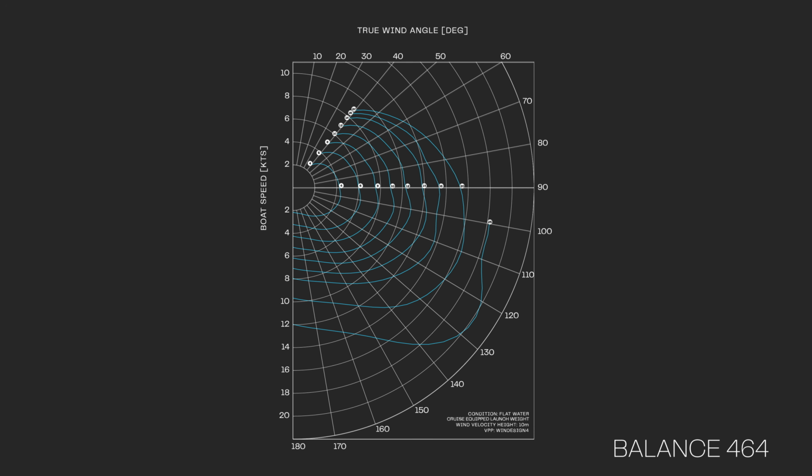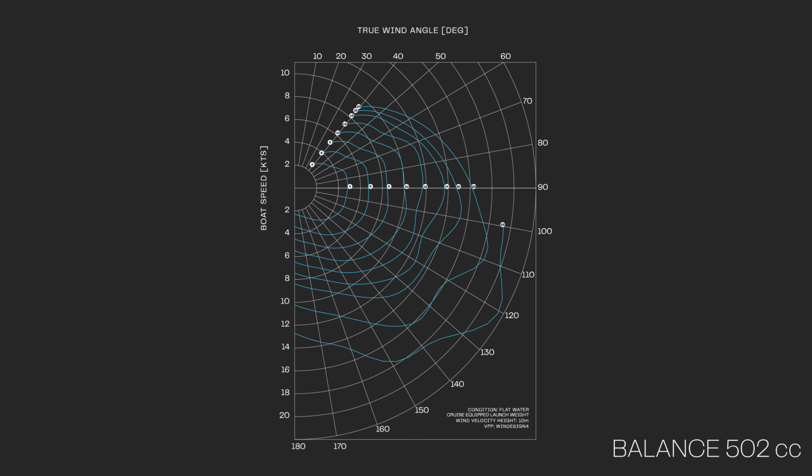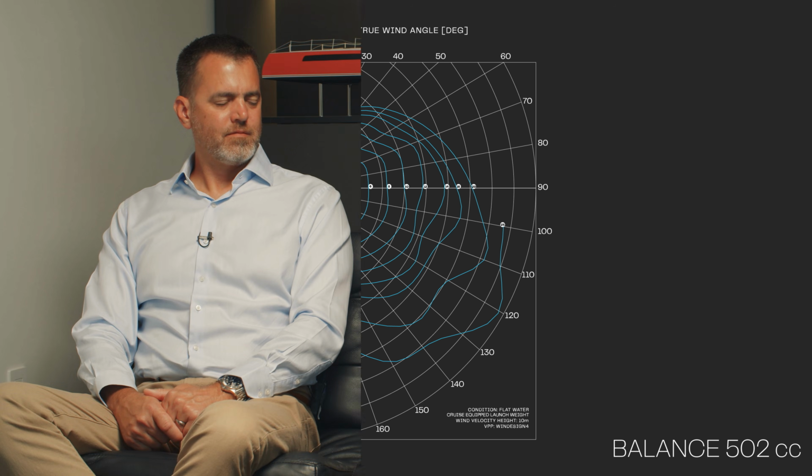So I think, as he said, there are limitations, but by using an average of launch weight, that gives the VPPs that we'll be providing our customers a much better idea of what I would call coastal cruising mode, in a way.